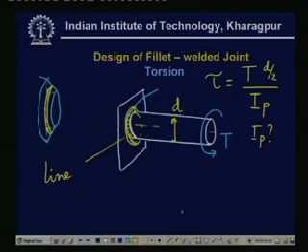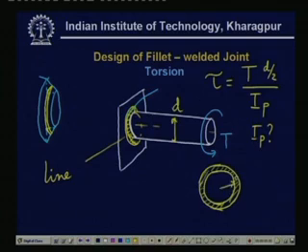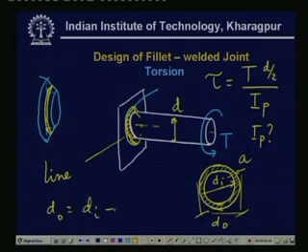Now, if you look at the cross section, here the circle, now if you consider this inner diameter di and outer diameter do, and if you consider the thickness to be very small, let us say a, then do will be equal to di plus twice a.